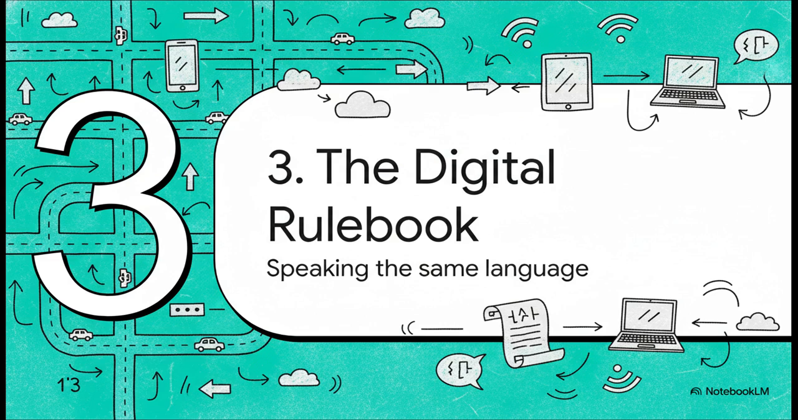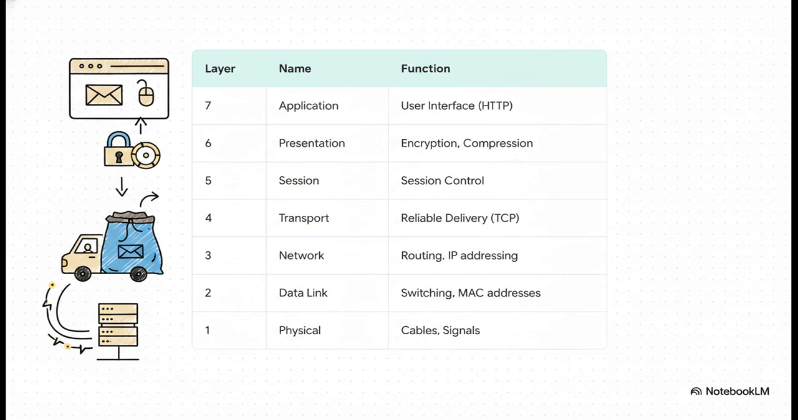That's where the digital rulebook comes in, making sure every device, no matter who made it, can speak the same language. That rulebook has a formal name, the OSI model. The easiest way to think about it is like a 7-step postal service. Way up at the top, layer 7, is what you actually see and touch, your web browser, for example.